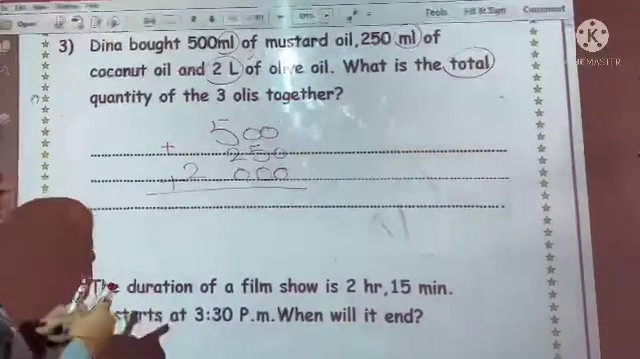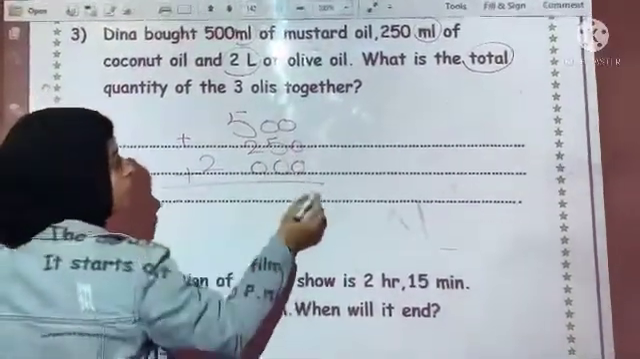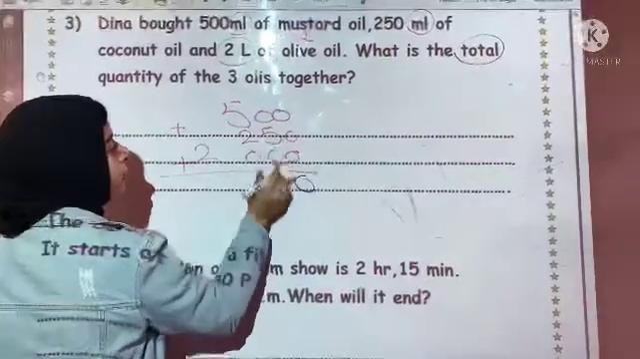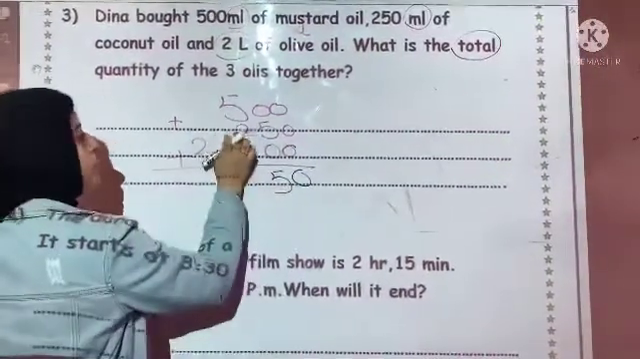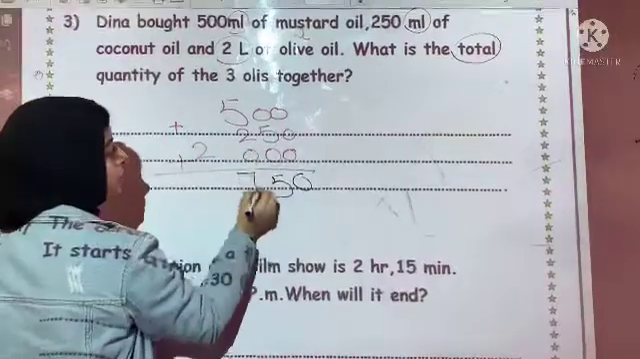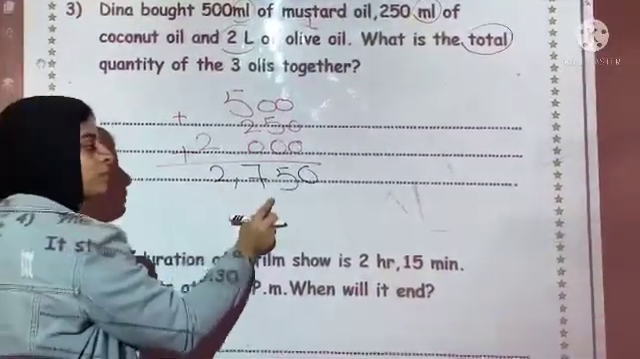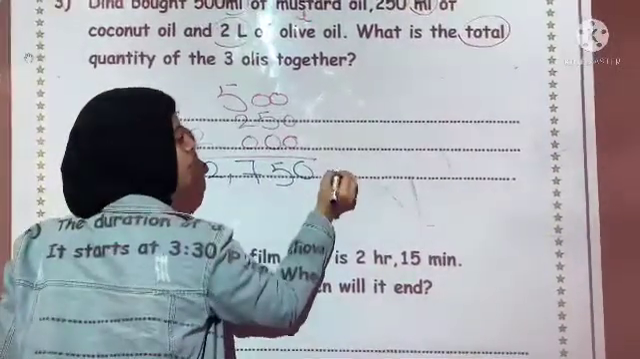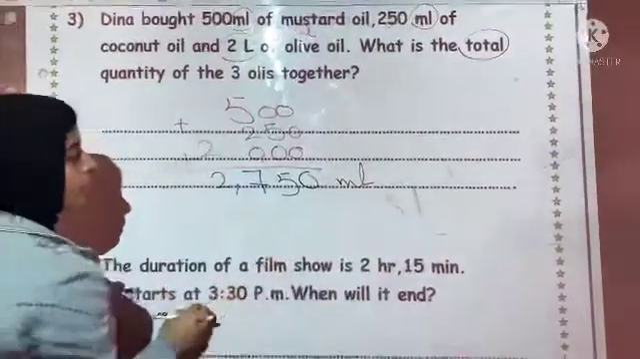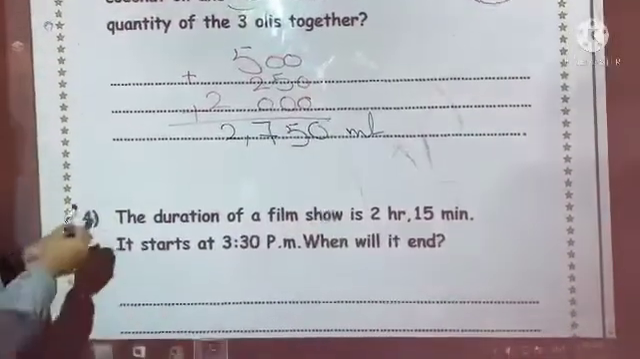Now let's start. 0 plus 0, it will be 0. 0 and 5, 5, and 0, it will be 5. 5 and 2, 7, 7 and 0, it will be 7. And 2 plus nothing, it will be 2. So the answer will be 2750 milliliters. Now I'm gonna move here.